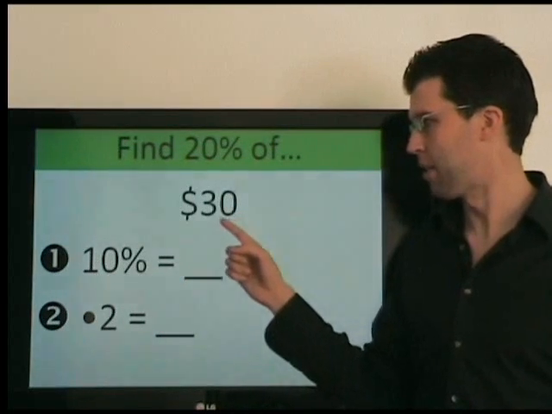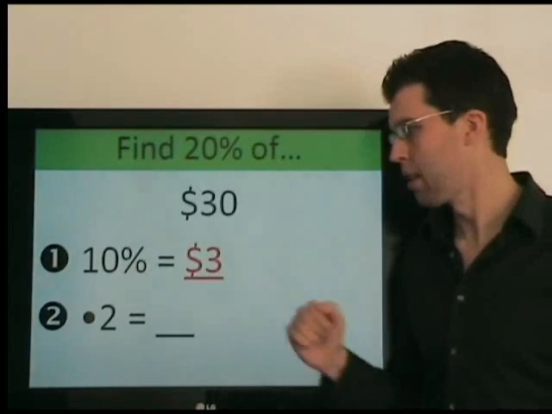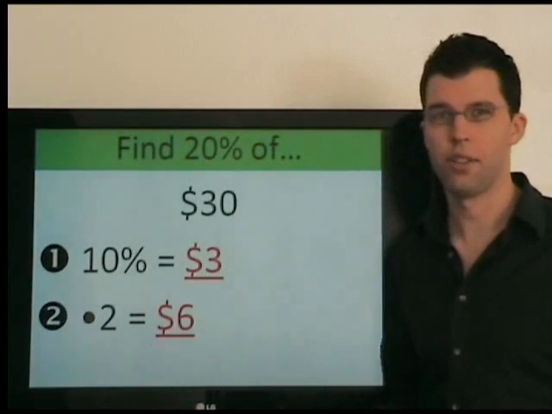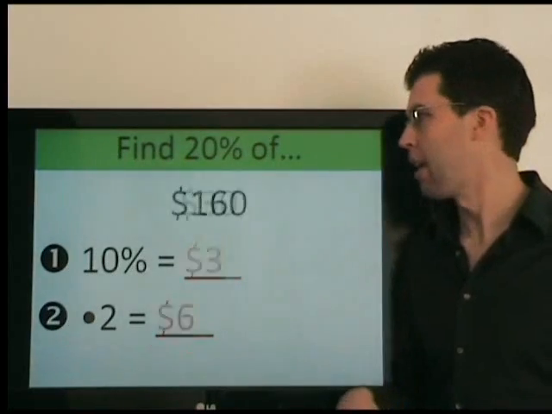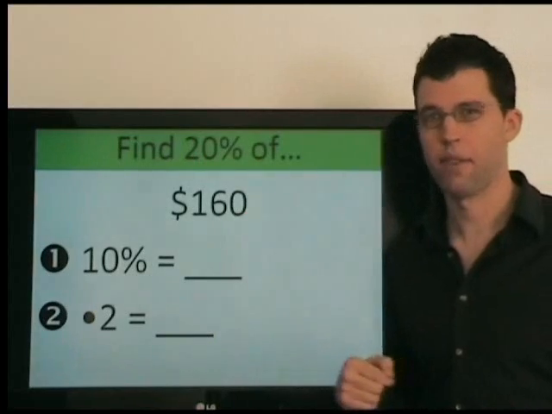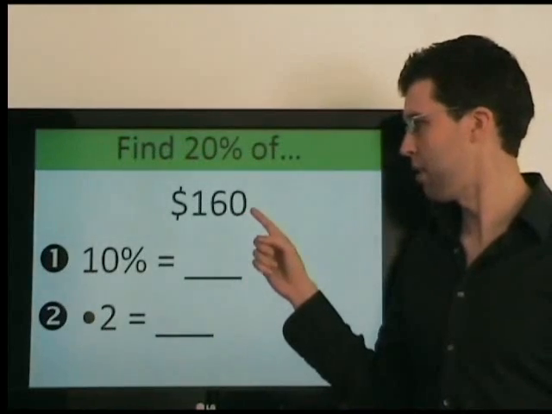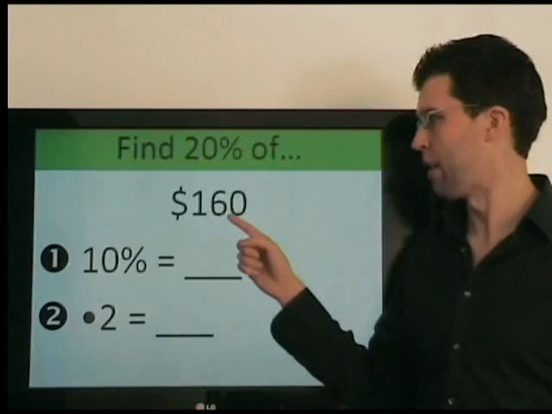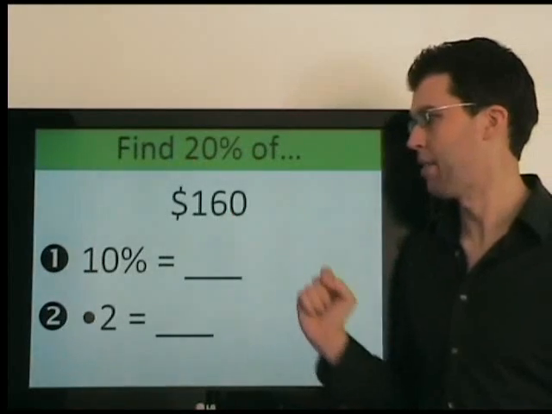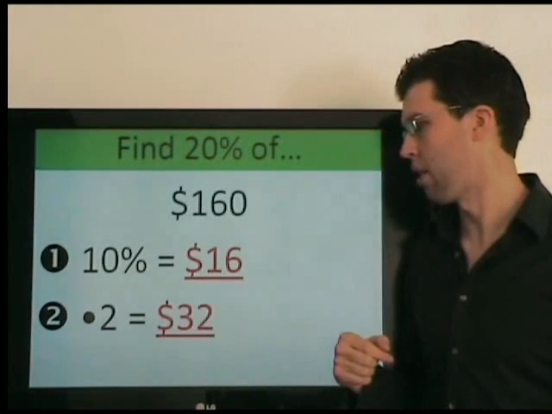Decimal point, one space to the left, we get 3. Double it and get 6. Or again, just divide by 5. Here, it may be harder to divide by 5. So let's find 10%. We move the decimal point one space to the left and get 16. Double it to get 32.